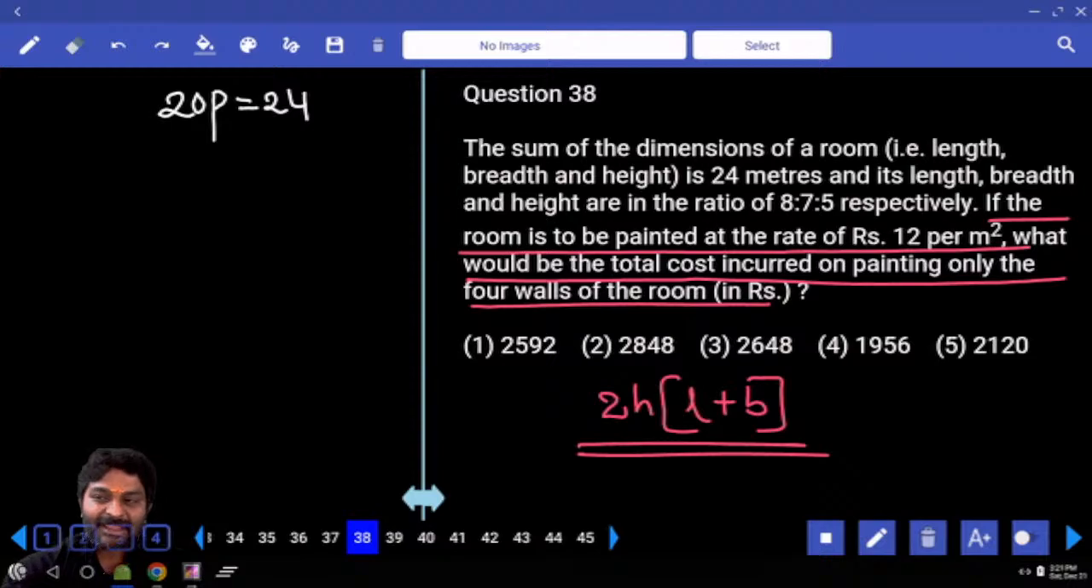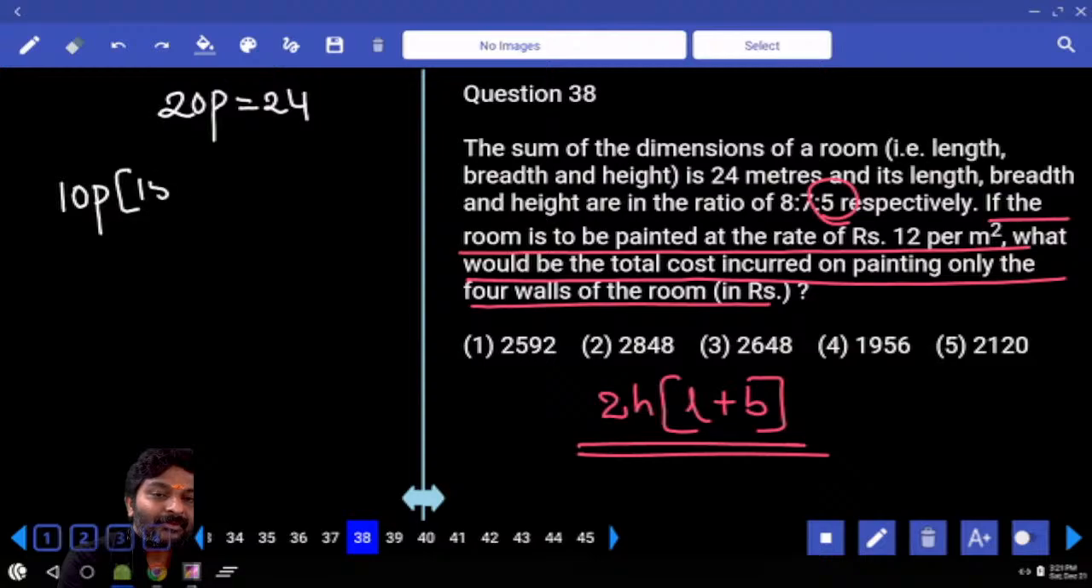What is height, parts wise? 2H, L plus B, how many parts? 15. This is the area of the four walls. And price per square meter is equal to 12. Correct? Right. And this is what we have to find out.